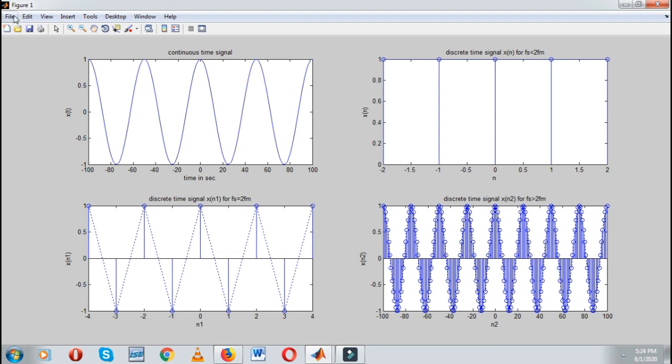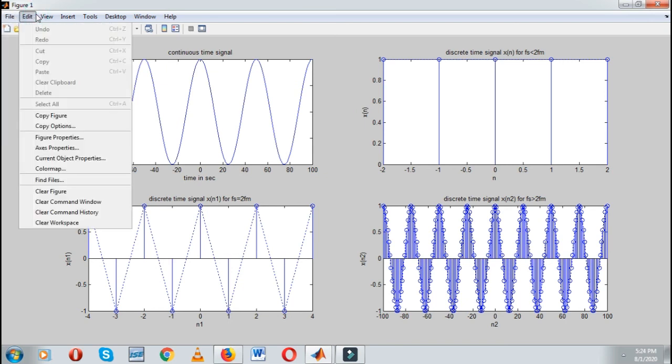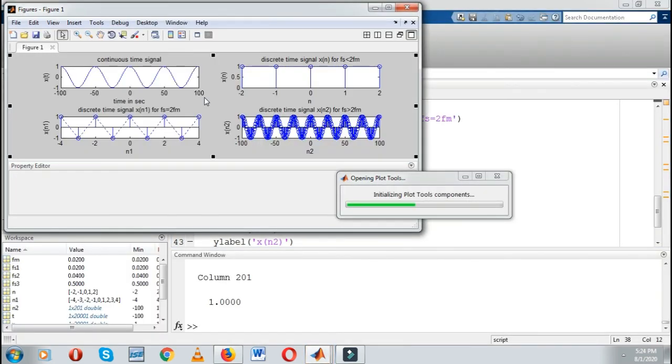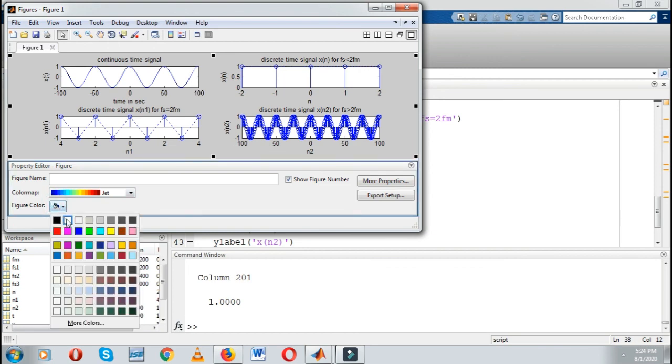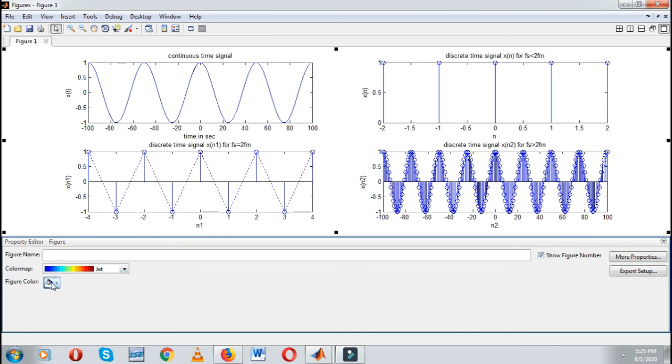If you want to take a printout of this particular waveform, then just go to the edit option. In edit, go to figure properties. After that, here you have to select the background color as white. Just select the background color as white, and then you can take a printout. Then you will get a proper printout of this waveform.